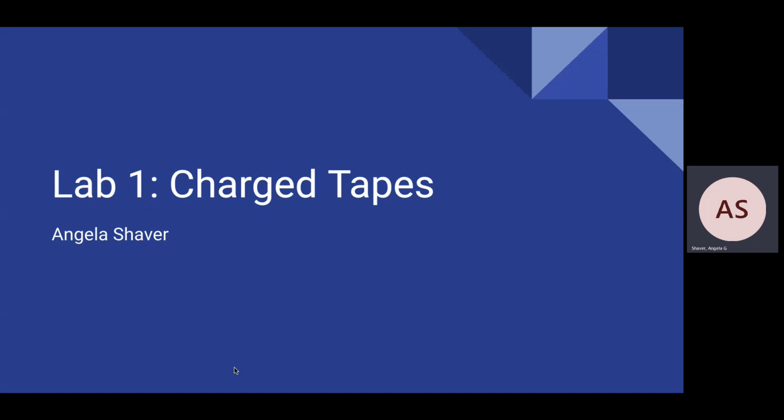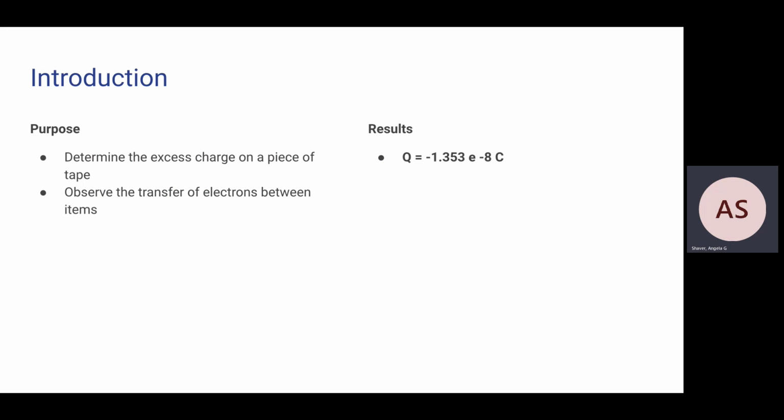This is lab 1 for physics 2212, called charge tapes. The purpose of this lab was to determine the excess charge on a piece of tape, and to observe the transfer of electrons between the two items. The overall results of this lab showed that the charge on the tape was negative 1.353 times 10 to the negative 8th coulombs.